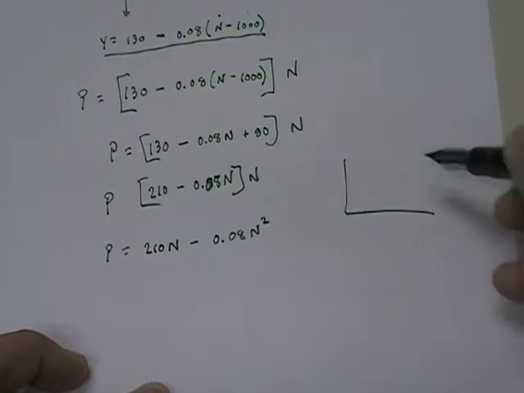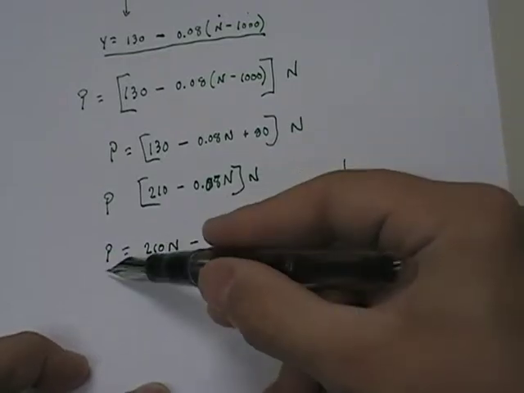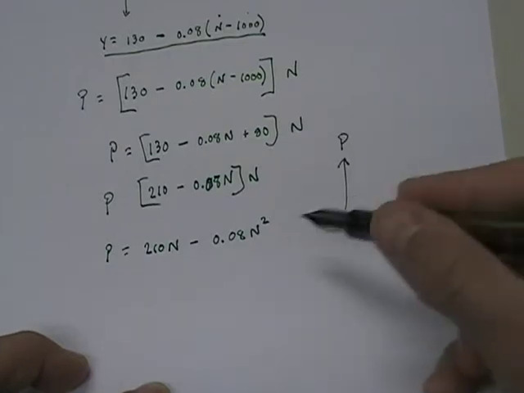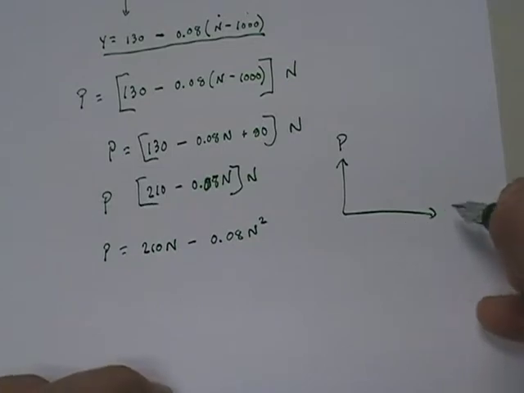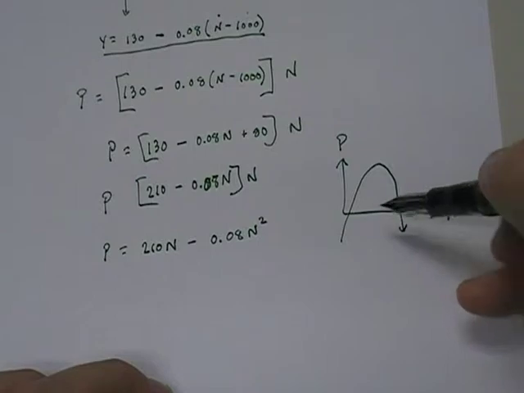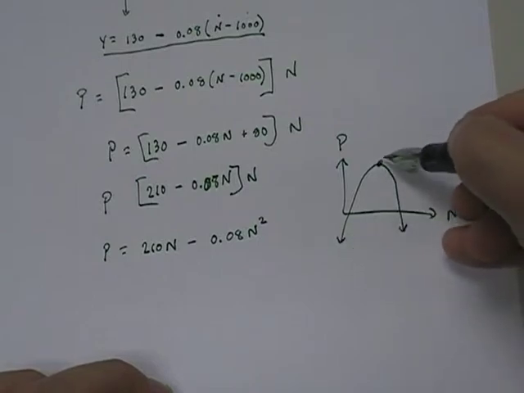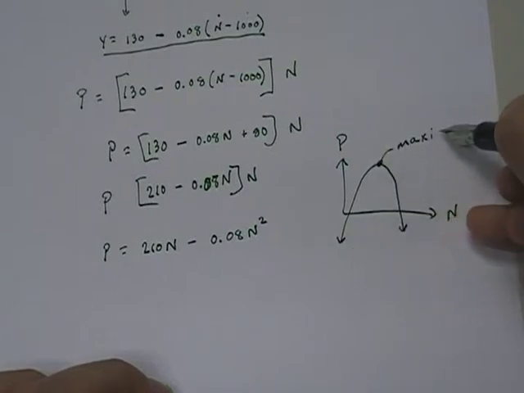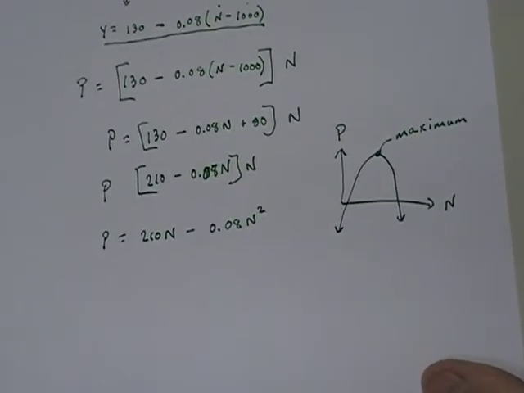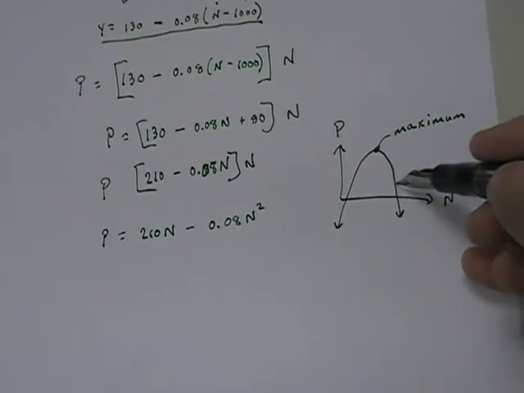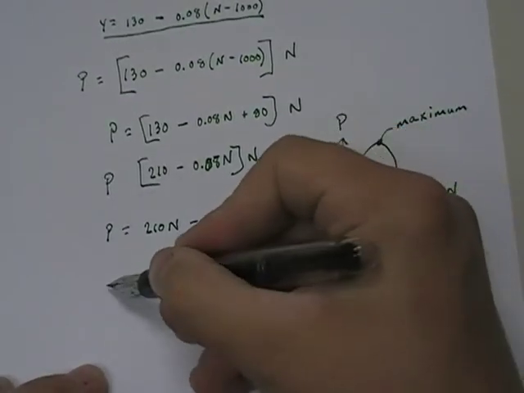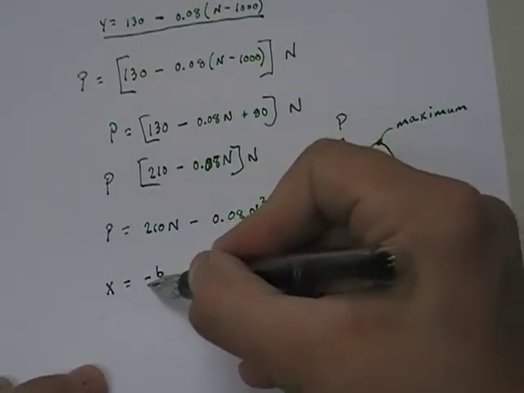This is going to give us a quadratic. The y-axis is going to be the variable by itself. That's going to be profit. The x-axis is going to be the variable on the right-hand side of the equation, which is the number of trees, and it's going to look something like this. Okay? And it's going to have a maximum. And the maximum of a quadratic, this shape is called a parabola, the x-coordinate will always be negative b over 2a.